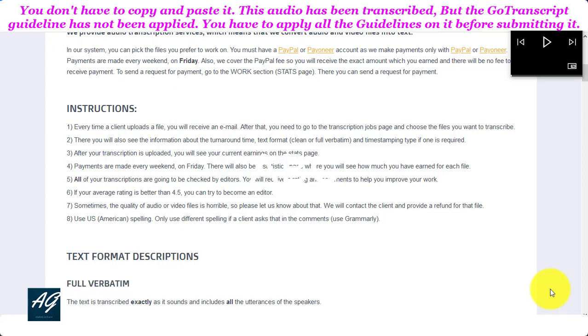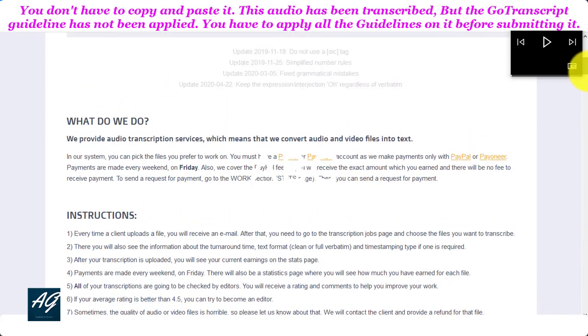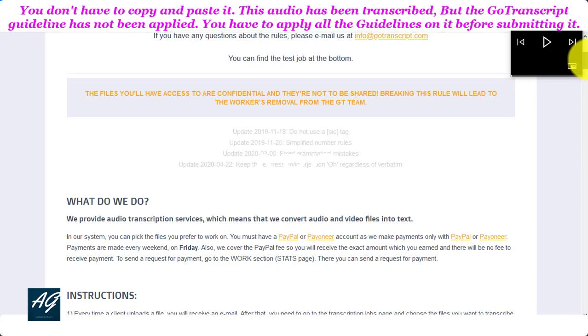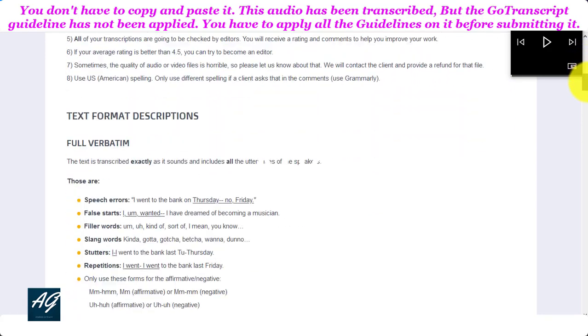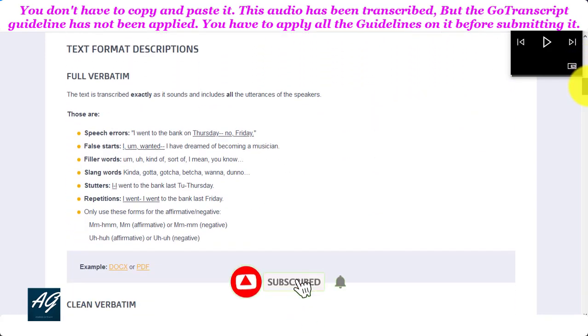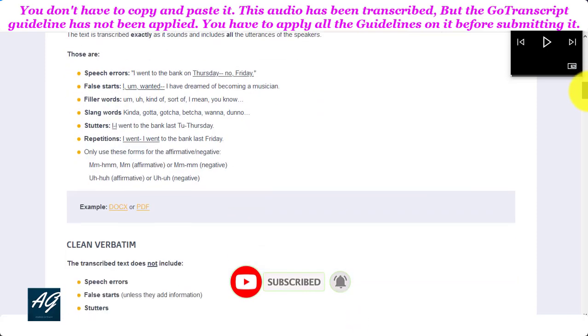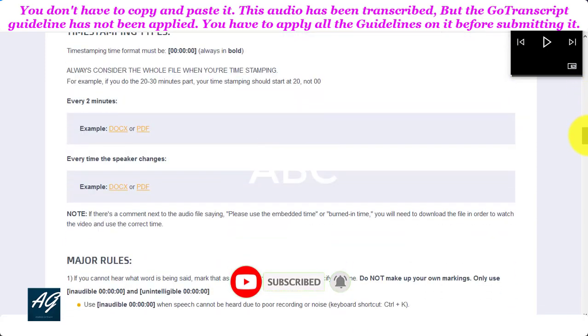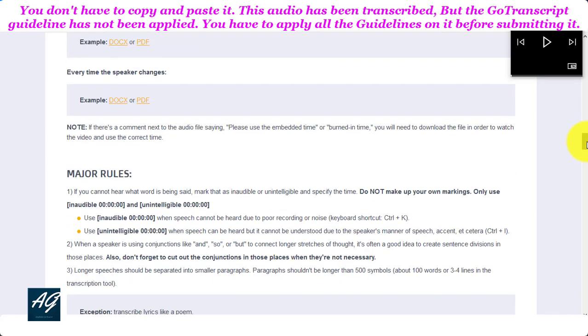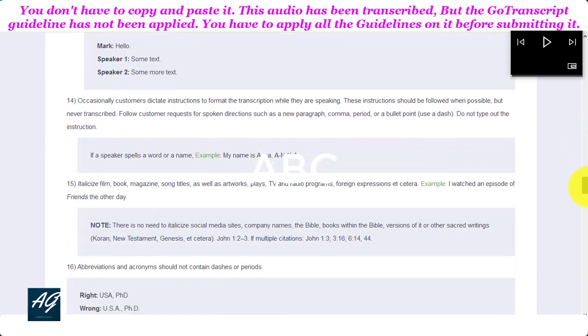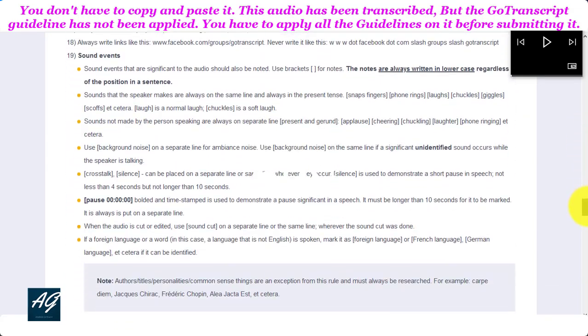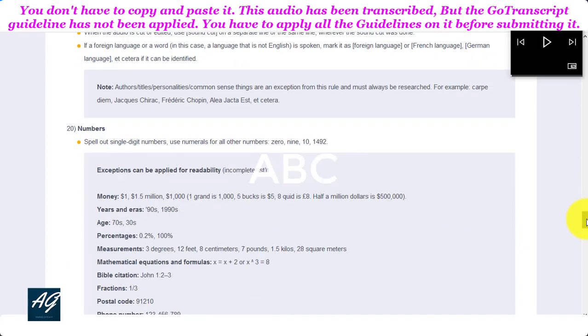In this tutorial, you will learn how to pass the GoTranscript audio test. Before starting the audio test, you need to read these transcription guideline rules. These guideline rules are very important. You must read all these transcription guideline rules all the way to the end, one to two times. This will help you during the audio test exam.